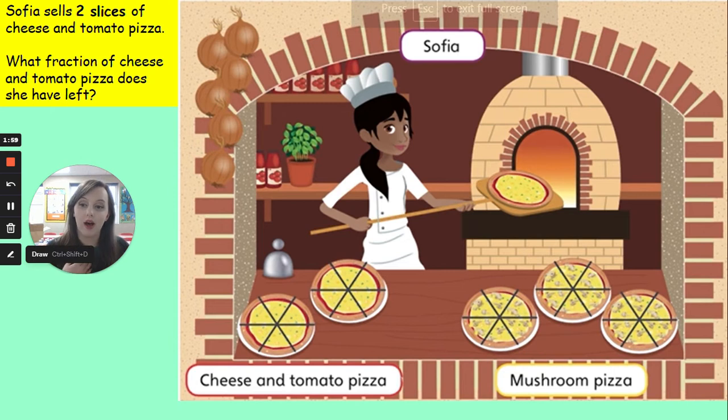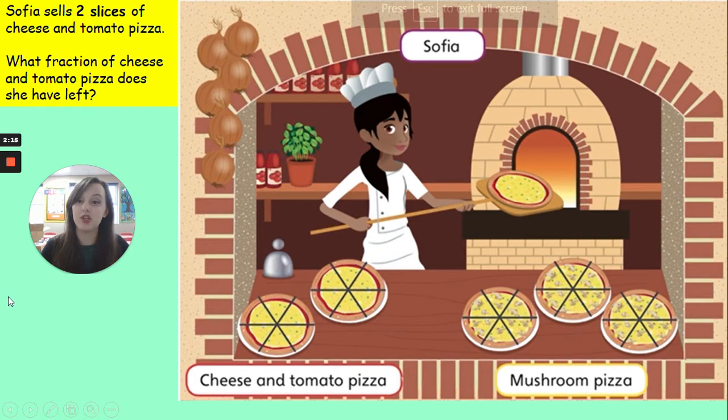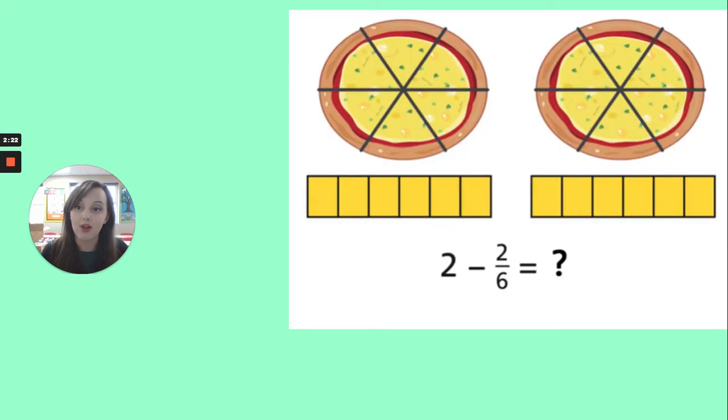The first thing that I would do is take away the 2 slices that she's sold. And I can do that on my picture by drawing on it, crossing them off. So there's 1 slice, there's 2 slices, and I can count up what's left. But there are other ways for us to solve this problem, especially when we don't always have a picture in front of us. Sometimes we have to come up with something else. So let's have a look.